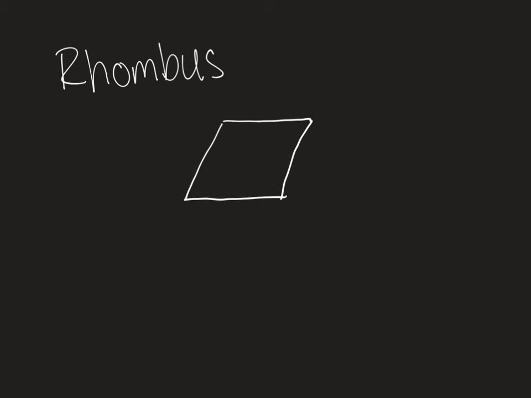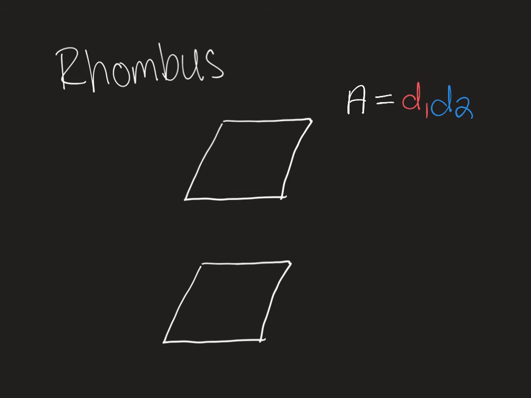There are really two ways we can find the area of a rhombus. It depends on the information that you're given, so you do need to pay attention to what you have before you start. The first one, like I just said, is just like the area of a kite. So it is D1 times D2 divided by 2.